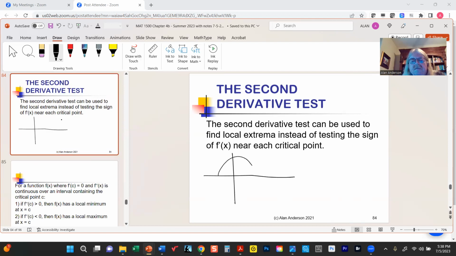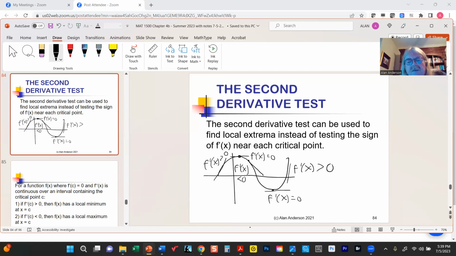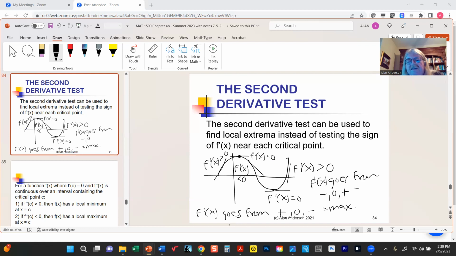So again, remember how that works. The pattern again is f prime of x, if it goes from positive to 0 to negative, that's a maximum. If it goes from negative to 0 to positive, that's a minimum. That's how we find out whether each critical point is a minimum or maximum. But we don't have to do this if instead we apply the second derivative test.